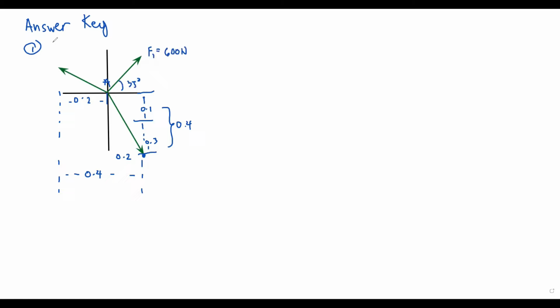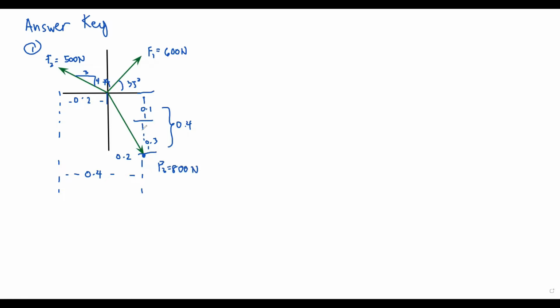Okay, and then next we have F2 na may magnitude na 500 Newton. Okay, 500 Newton and then meron siyang slope na 3 and then 4 to. Rise over run na 4 over 3. And then, technically, sa F3 natin, meron siyang magnitude na 800 Newton while given dimension.